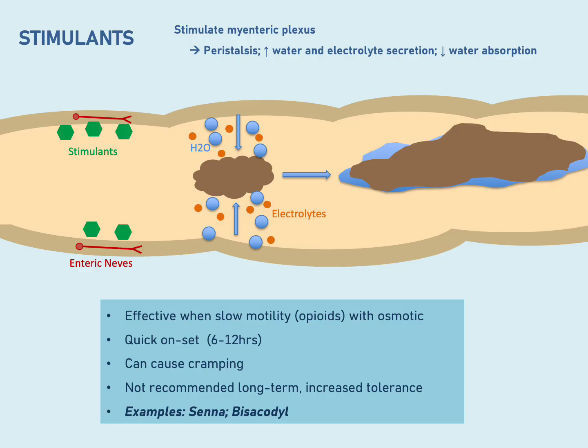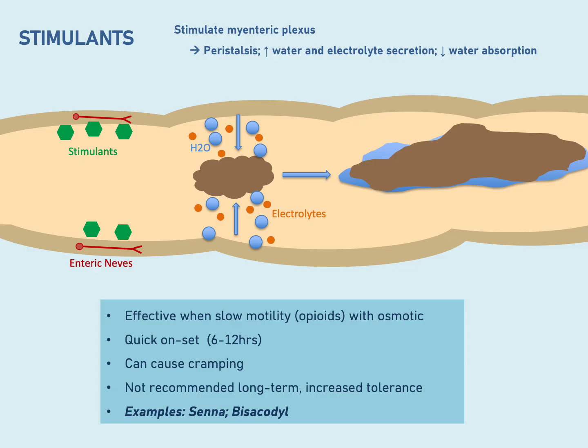Stimulant laxatives are another really common type of laxative we can use, and they essentially work by stimulating the enteric nerves, which triggers peristalsis. This also increases water and electrolyte secretion into the bowel and reduces water absorption from the bowel, which all works together really nicely to increase the bulk of the stool and to keep it moving along the bowel. They're really effective when there's slow motility, such as when we use opioids, and they work relatively quickly compared to other types of laxatives.